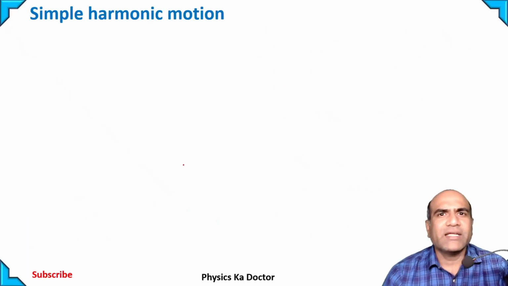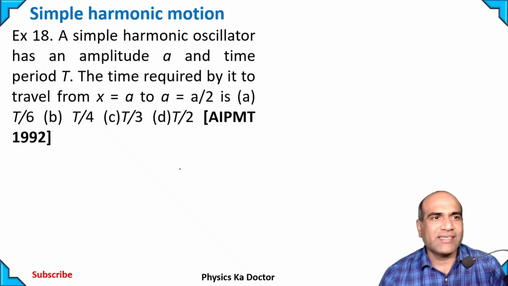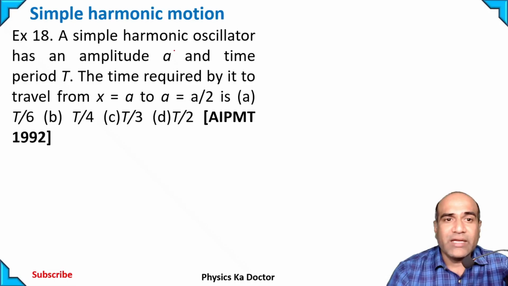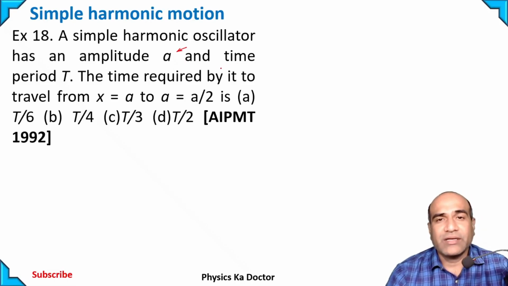But through practice, you can do it. And next is example number 18. A simple harmonic oscillator has an amplitude A and time period T. Find the time required by it to travel from x equal to A to A by 2. That means half. Suppose an object is having a middle position.